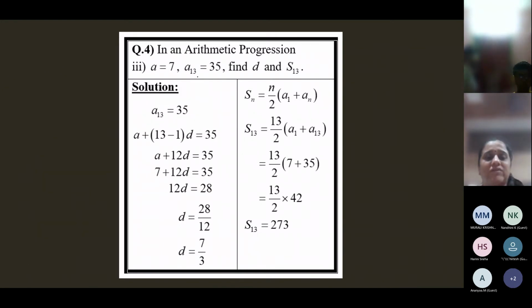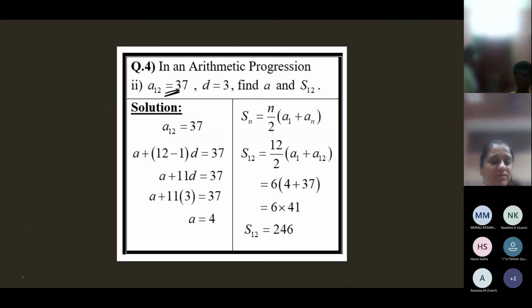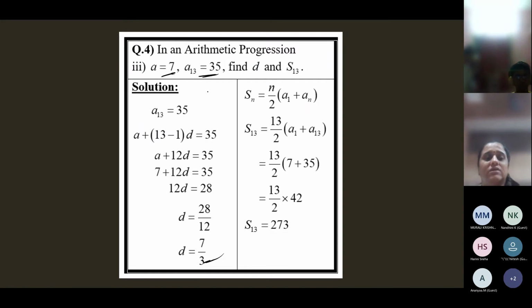So here, given this in A, we found D. In the earlier sum, we were given D. We were given an equation like this, A12 is 37, and we were given the value of D and we found A. Here, something like this was given. That is the 12th term was given and D was given, and we found A. Here, the 13th term is given and A is given, and we find D.